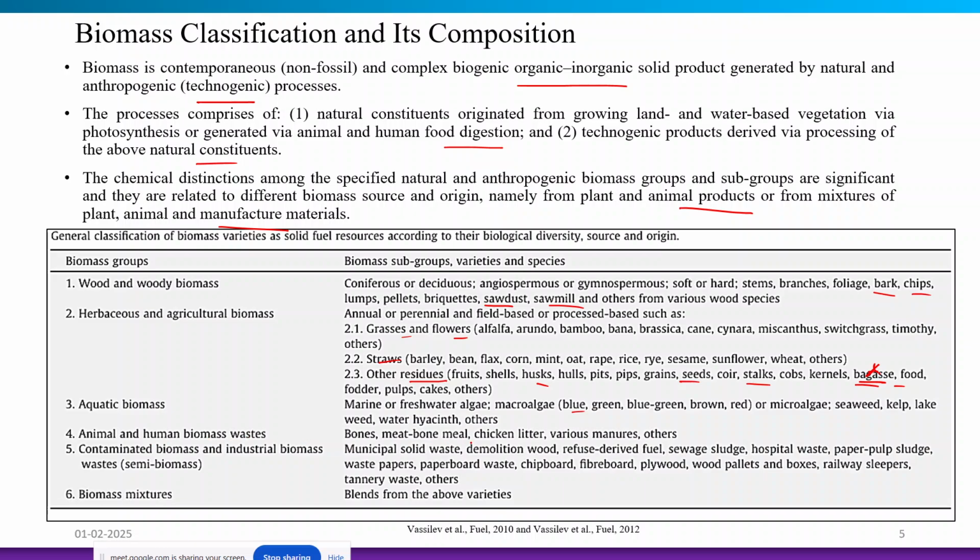Animal waste or human biomass waste, bones, chicken litter, or any meals, you can also consider the municipal solid waste. Those are biomass itself. Any other sources like industrial biomass, uncontaminated sources, they also have it. Municipal solid waste and RDF, that is refuse derived fuel, is also an important, growing research resource for biofuel production. Hospital waste and paper pulp sludge are also a huge source of biomass waste we can use for biofuel production. And other biomass mixtures are blends from the above varieties. So these are broad terms of the classification of biomass that we can represent as a solid fuel.